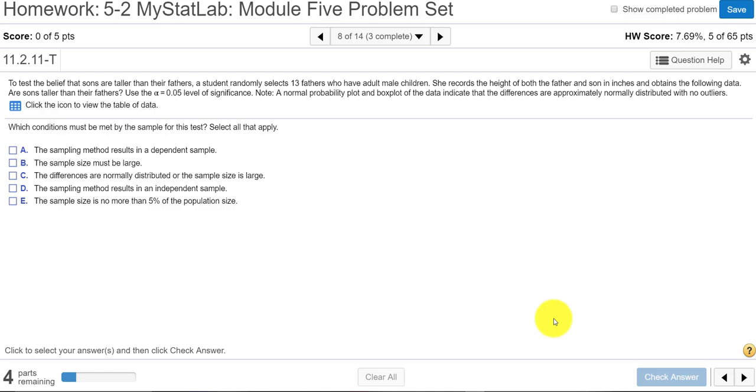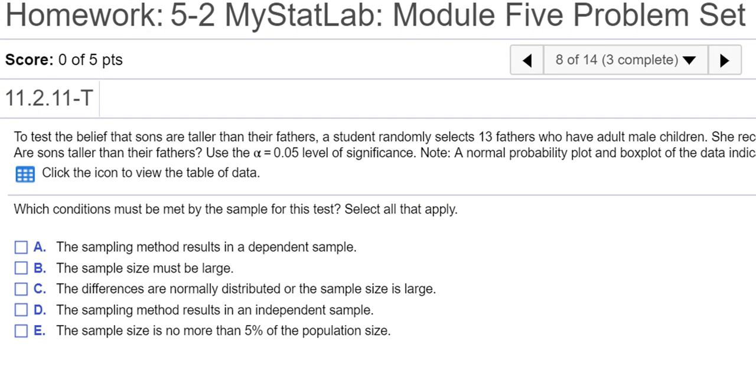Okay, this looks like an interesting problem. This is problem 8 from your module 5 homework. The question is, are sons taller than their fathers? We interview 13 fathers with adult male children, and we record the height of both the father and the son. We're given the data in a data table, which we can open up in StatCrunch in a moment.